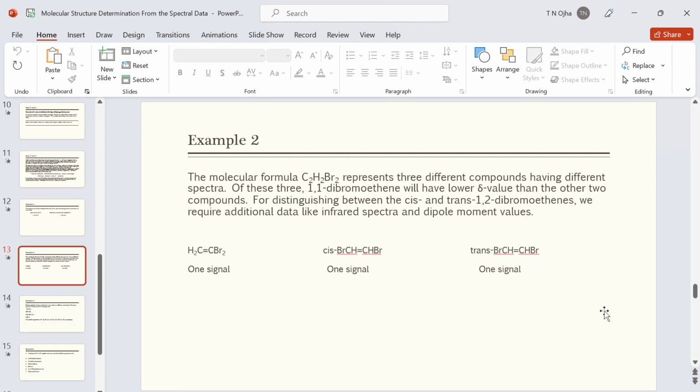Example 2. We have considered the molecular formula C2H2Br2. Three structures are possible: 1,1-dibromoethene with one signal, unsplit, then cis 1,2-dibromo and trans 1,2-dibromo. Both have one signal, but the positions of the delta values are different. Sometimes NMR alone cannot solve the problem, and we require additional data from IR, from mass, and from other spectral features.